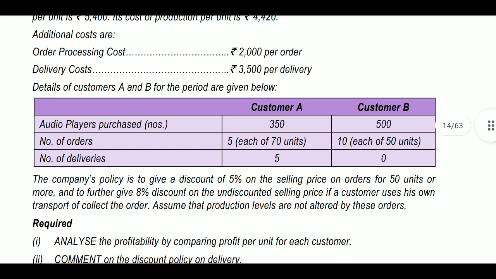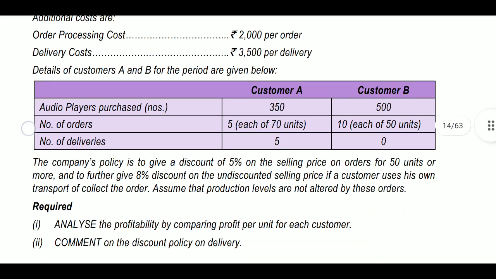For that, they provided that the audio players purchased were 350 and 500 units. So the sale units will be whatever units they purchase, that only they are selling. So 350 units and 500 units: 350 units for customer A, 500 units for customer B.